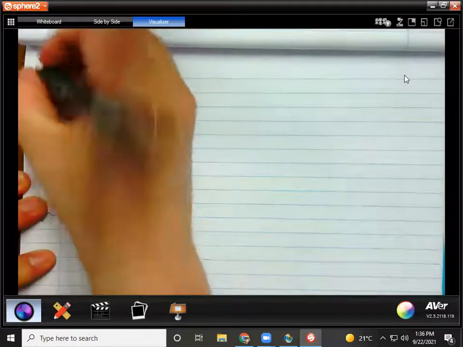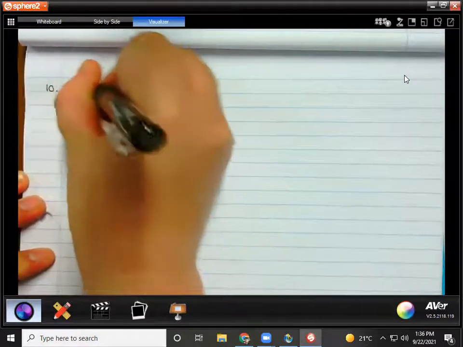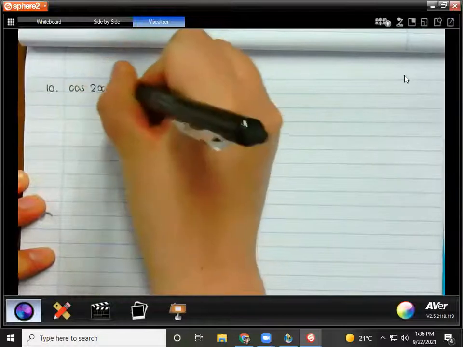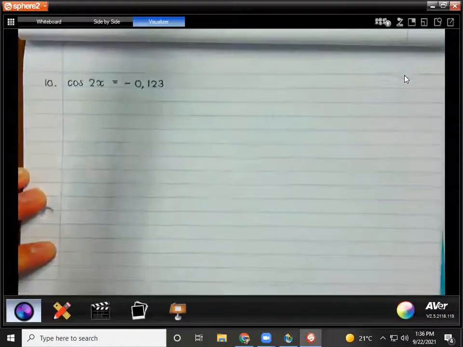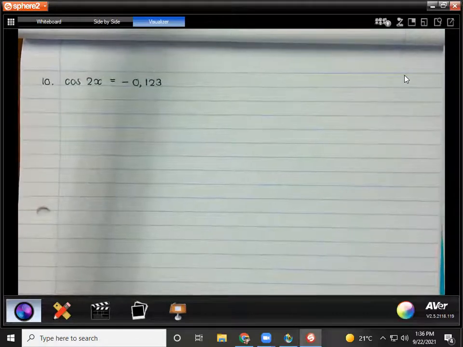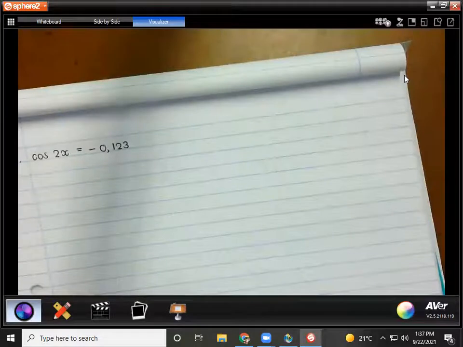All right, number 10 was cos 2x is equal to negative 0.123. That was the question in number 10.